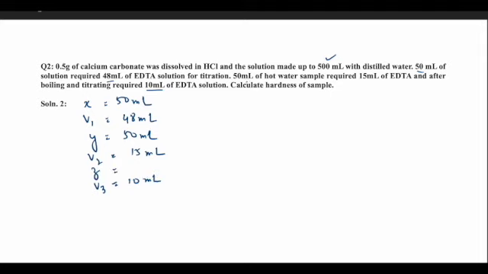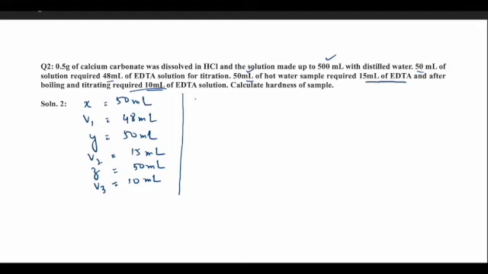Again go through the question. 50 ml of hot water sample required 15 ml of EDTA, and after boiling and titrating required 10 ml. That means the volume is same. So Z is also 50 ml over here. So I have to determine the hardness of the sample. That means I need to determine first of all the total hardness, and then permanent hardness, and then the temporary hardness. Okay, so let's start with it.